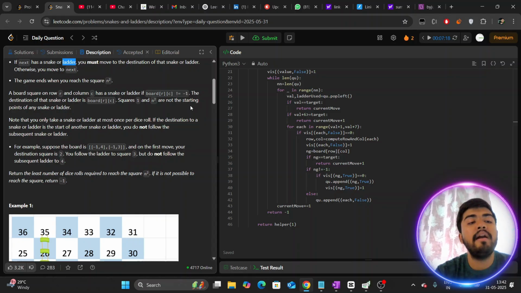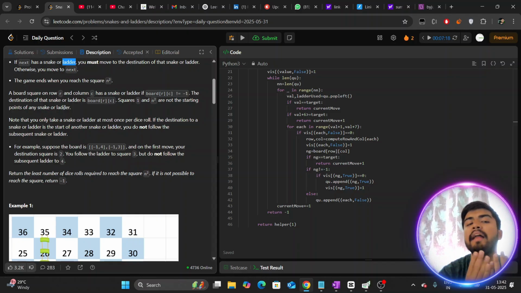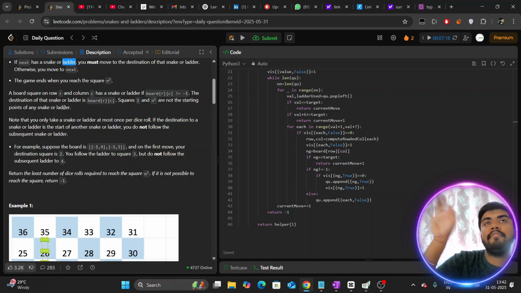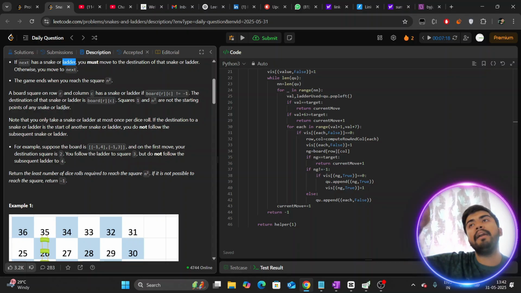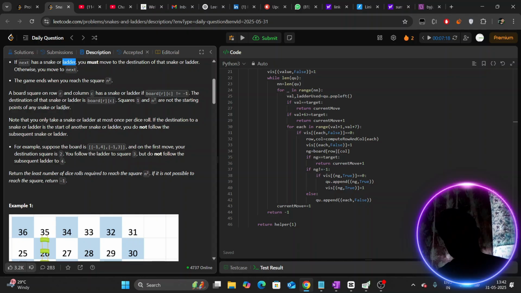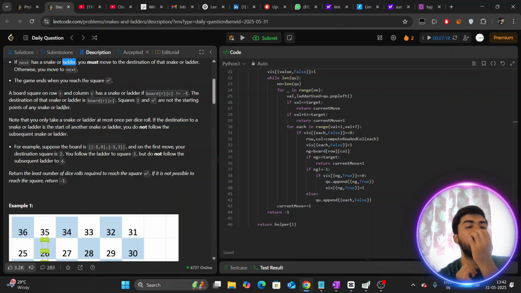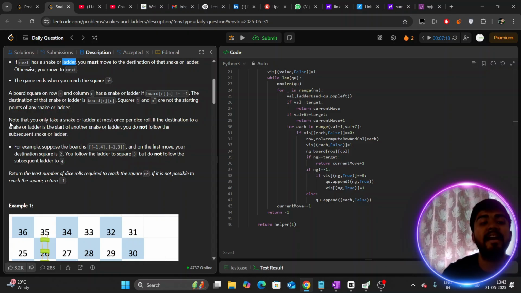Squares 1 and n squared are not the starting points of any snake or ladder. So when you are starting and when you are ending, there is no snake or ladder present, because otherwise, if at the destination point you have a snake on n squared, then you never reach that cell, because every time you reach it, the snake bites you and you fall down to some lesser value. So the game never ends and no one can win. That is not a valid case. So your start and end cells never hold the starting point of a snake or ladder, at least.